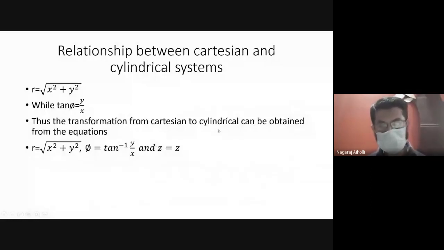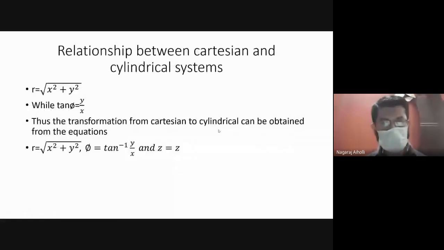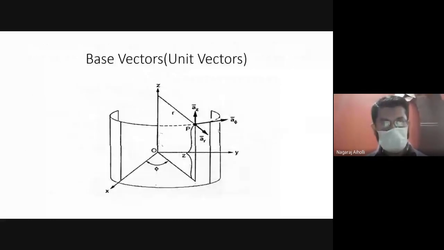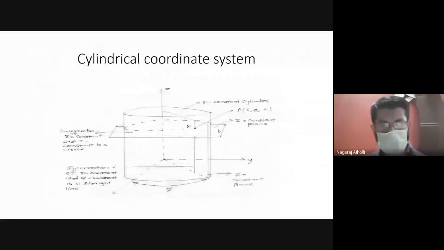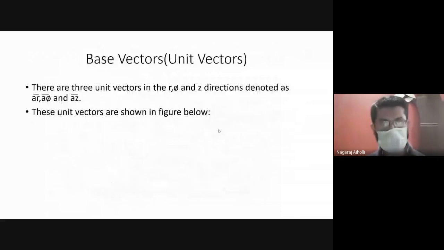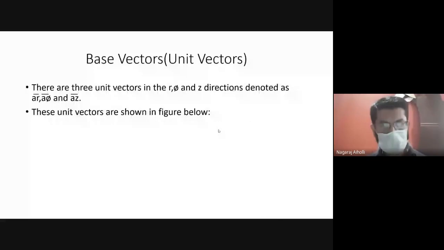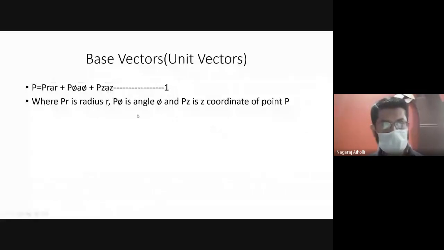Okay. Hope you have followed here, students. Any doubts here? So what we discussed in today's class: we have covered the cylindrical coordinate system, the intersection of the three planes, r equal to constant, phi equal to constant, z equal to constant plane, and base vectors or unit vectors a r bar, a phi bar, and a z bar, and how they are mutually perpendicular to each other. And we wrote the vector P bar, that is P r a r bar plus P phi a phi bar plus P z a z bar.